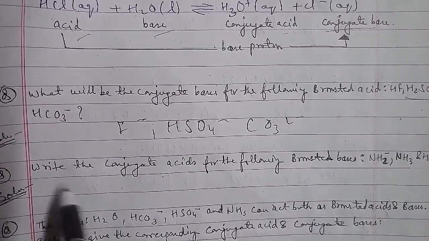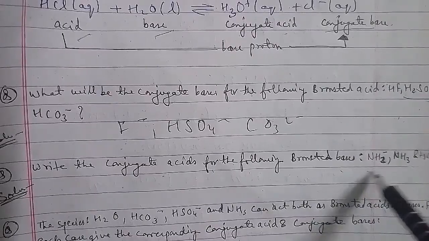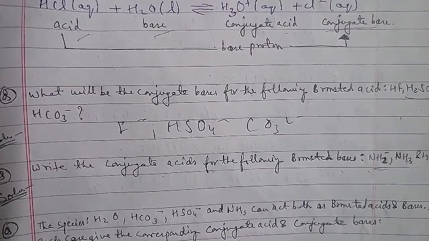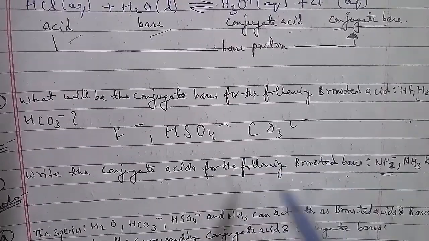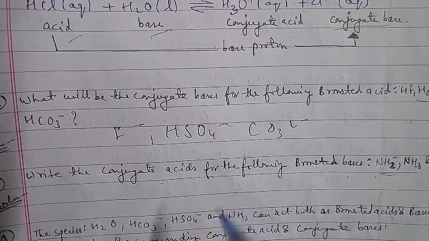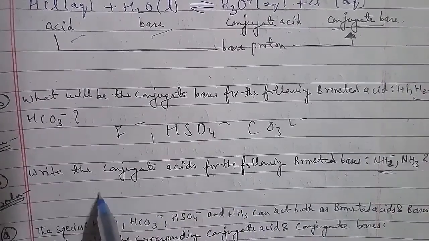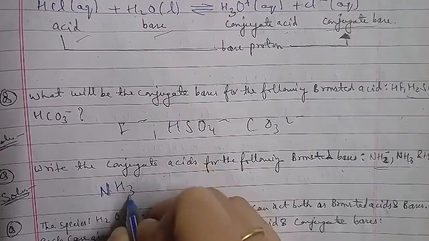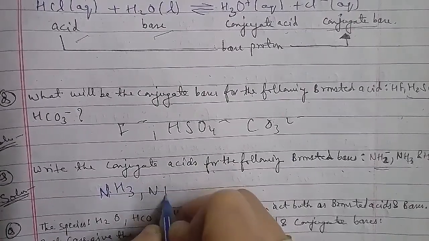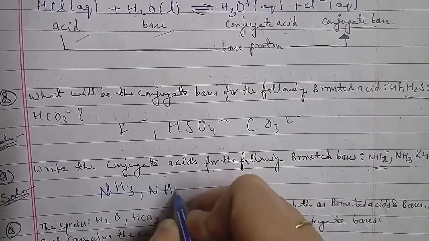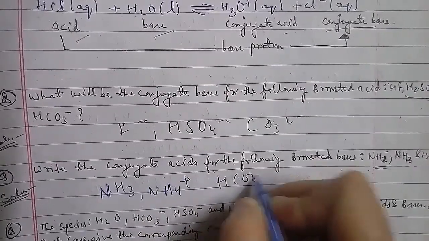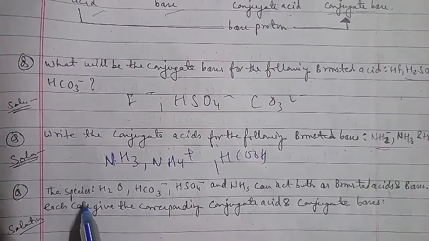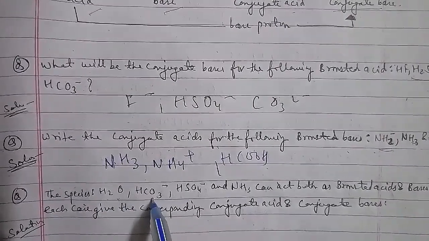For the next question we have this: the species H2O, HCO3-, HSO4- and NH3 can act both as Bronsted acids and bases. For each case, give the corresponding conjugate acid and conjugate base. The answer has been given in the solution in the form of a table, so we'll find that table here. First we will write out the species, then the conjugate acid and the conjugate base. Okay, so it would be like this.